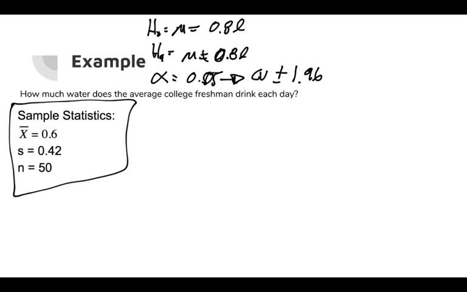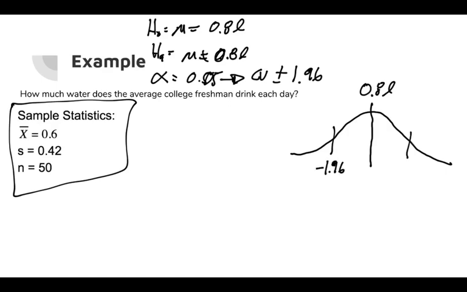So again, here's our sampling distribution of means. We're going to center it on the null, at 0.8 liters. And we fixed our regions of rejection at negative 1.96 and positive 1.96, because I don't care if it's below or above. I just want it to not be 0.8 liters. And I went in and took my sample, and I got an average of 0.6. So I know that I'm on the left side of this distribution somewhere, right?